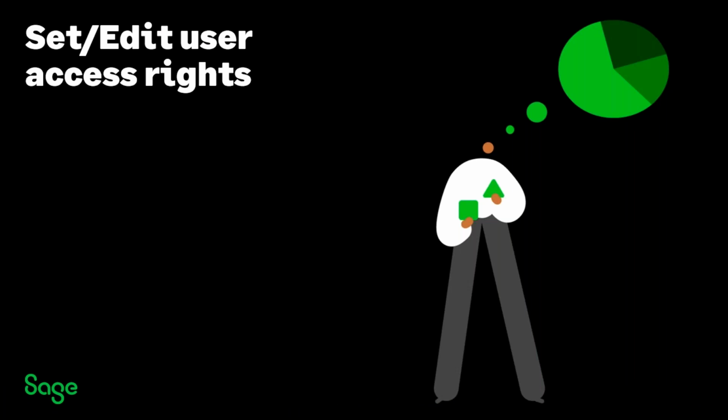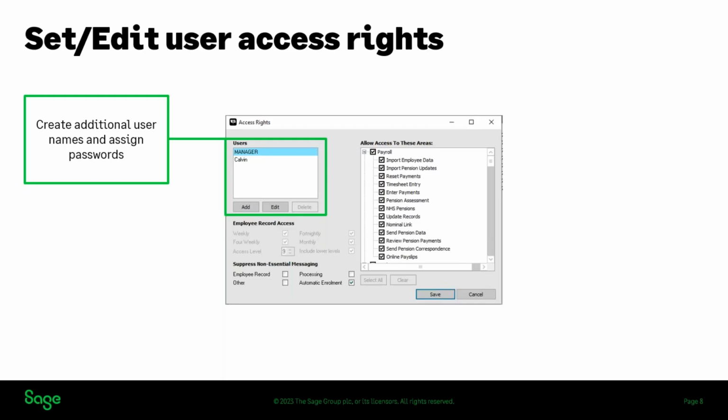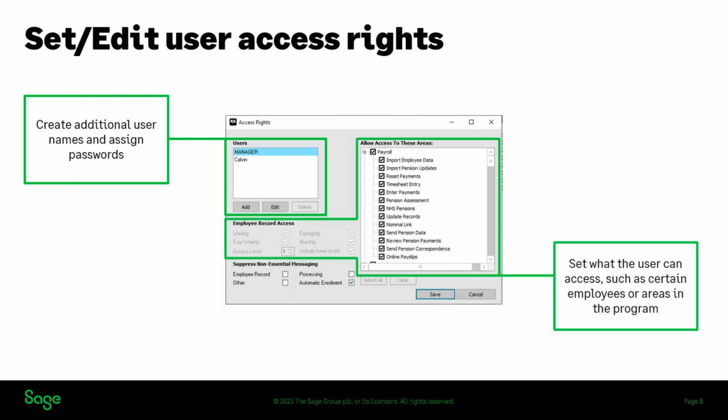So the next thing we want to do once we've added a user is set their access rights, or of course edit an existing user's access rights as well. So this section is all about setting the access rights here. So you've got your create the user names and assigned passwords in the top left. The rest of it is about their access rights. So on the right hand side are areas within the program that user can access. So you can set specific areas that they can or cannot access.